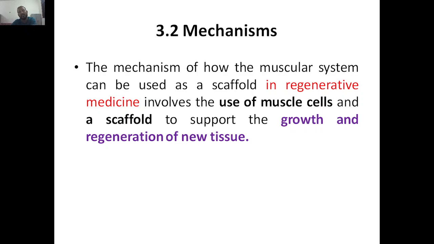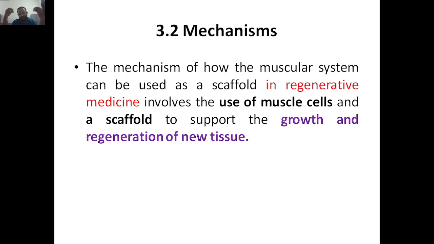So the mechanism of how the muscular system can be used as a scaffold in regenerative medicine involves the use of muscle cells and a scaffold to support the growth and regeneration of new tissue. Usually, in the mechanism where we are using the muscular system as a scaffold in regenerative medicine, how exactly does this happen? That involves the use of two things: the muscle cells, that means cells you have to use, and a scaffold. The scaffold can be any synthetic material like hydrogels and so on. That will act as a support for the growth as well as regeneration of the new tissue.